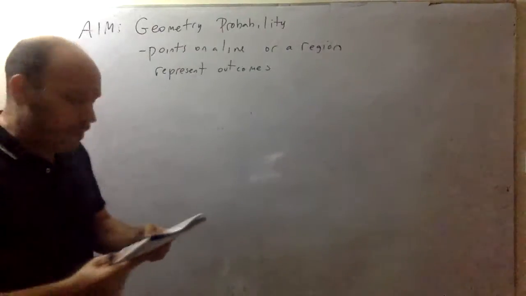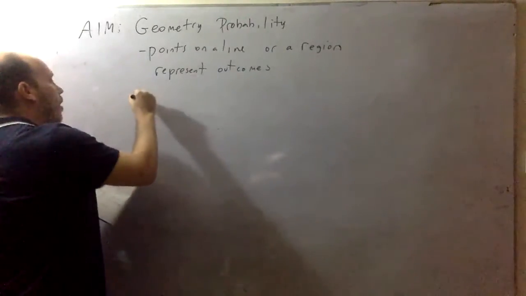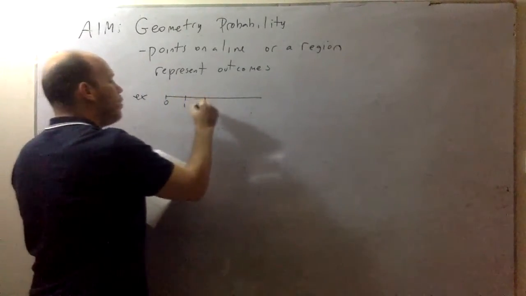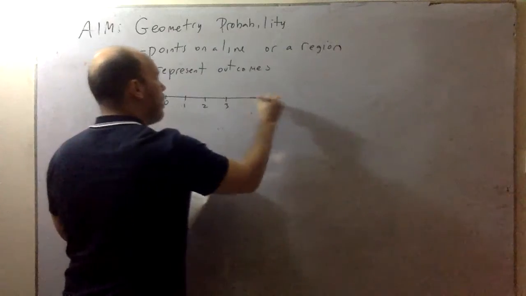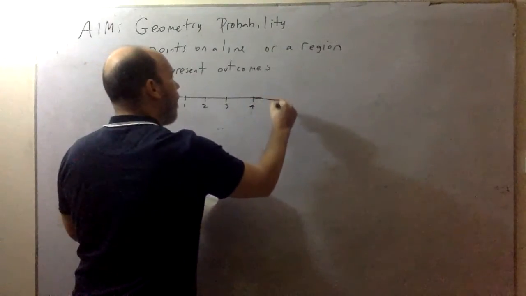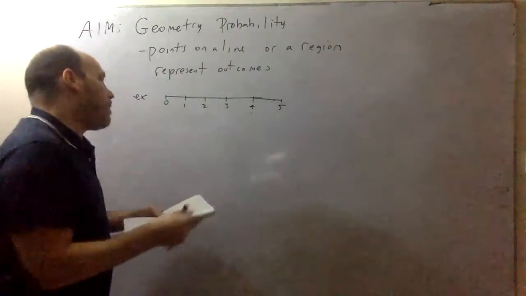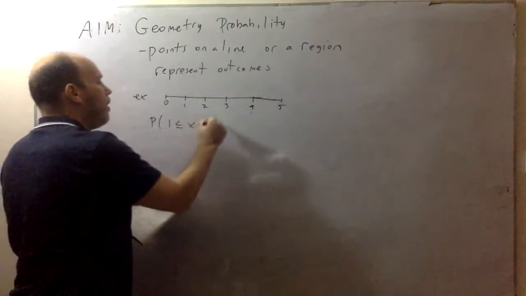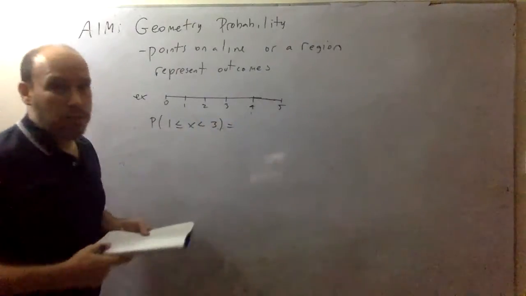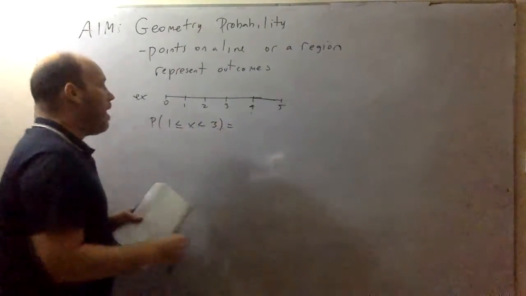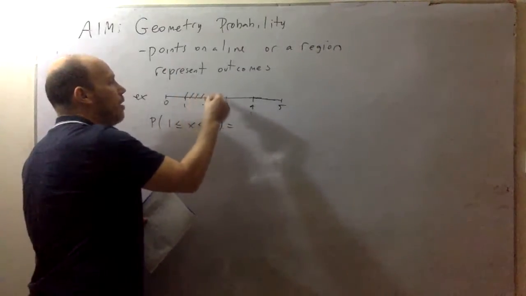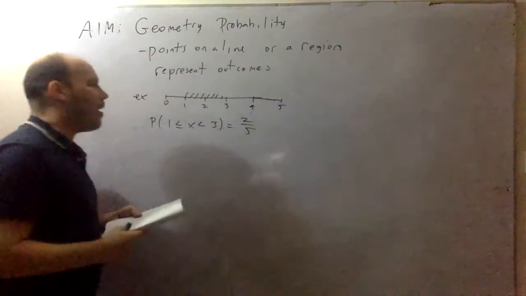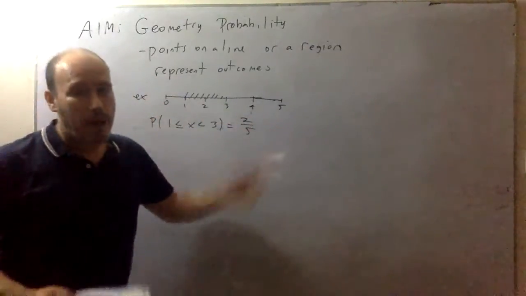So, for example, simply put, example one. Let's just say we have a number line that starts at 0, 1, 2, 3, 4, and 5. What is the probability of getting between 1 and 3? Visually you can see that there are 5 parts, and this region is 2 parts out of 5. That's the idea, that you're going to be looking at number lines.